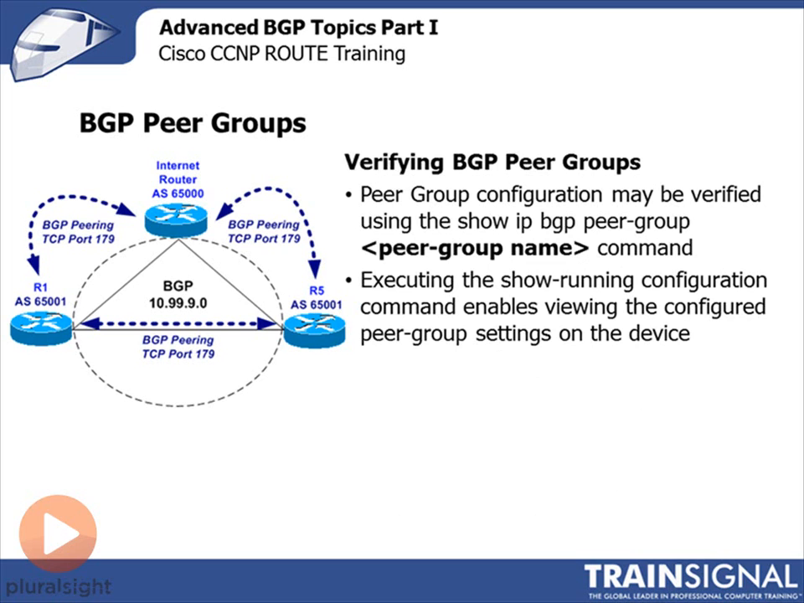To verify that peer groups are configured and working correctly, you can use the show IP BGP peer-group-name command. And then obviously if you use the show running-configuration command, it enables you to view the configured peer group settings on that particular device.